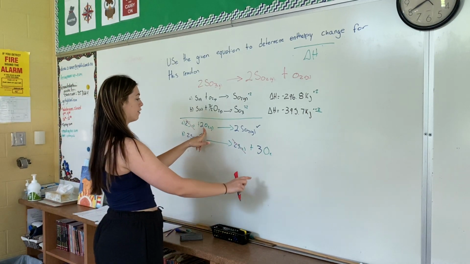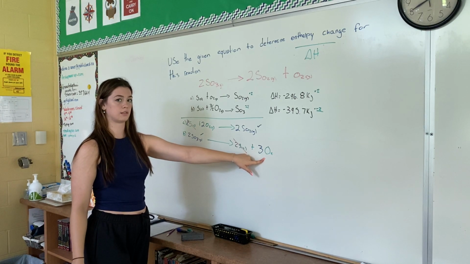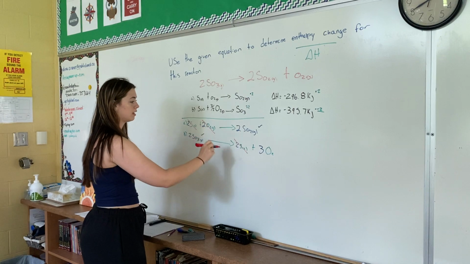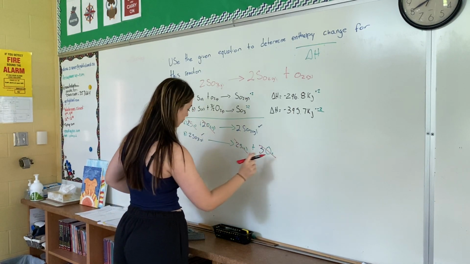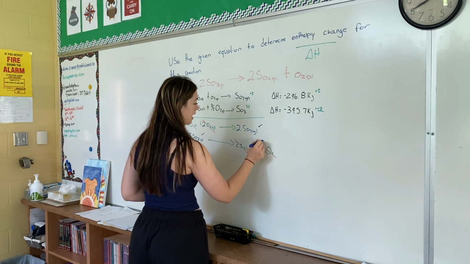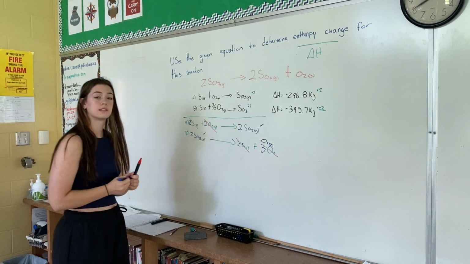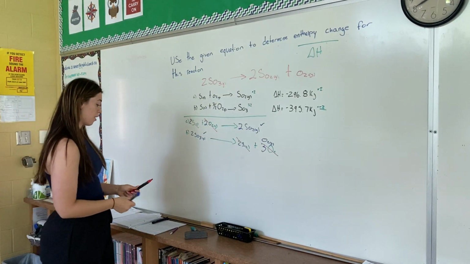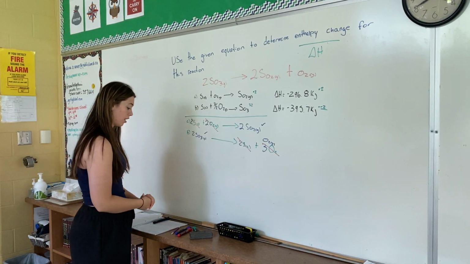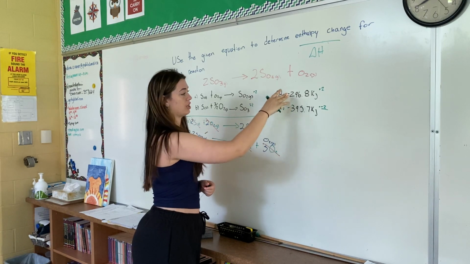Now we have 2 oxygens and 3 oxygens. Well, if we get rid of these 2 oxygens and take away 2 oxygens from here, 3 minus 2 is 1, so we're just left with 1 O2 gas. So now, since we have our equation, and we can put everything together, we now have to figure out our enthalpy changes.